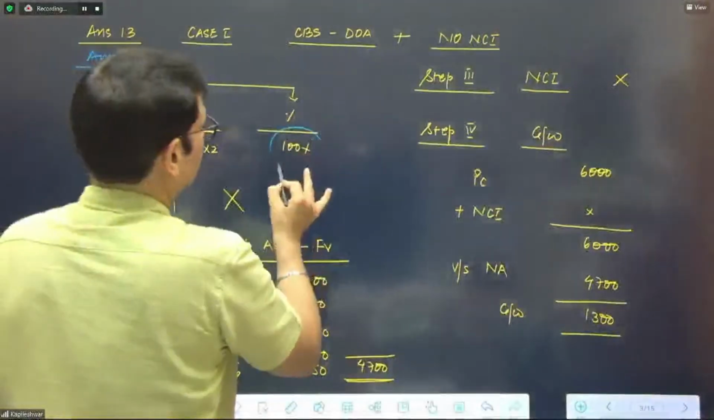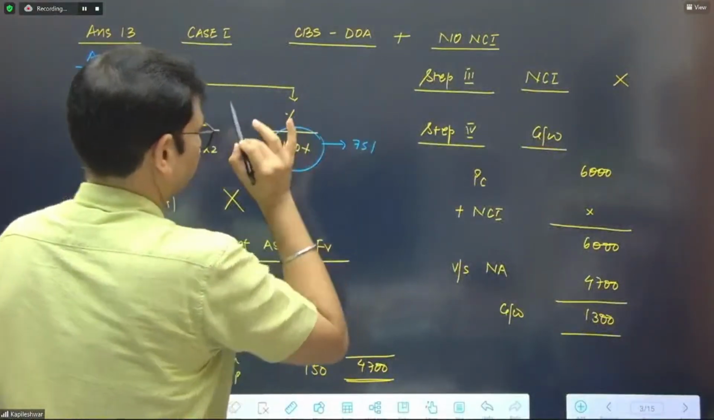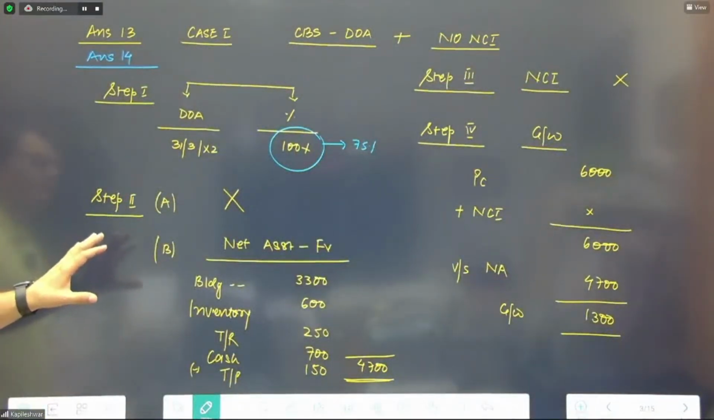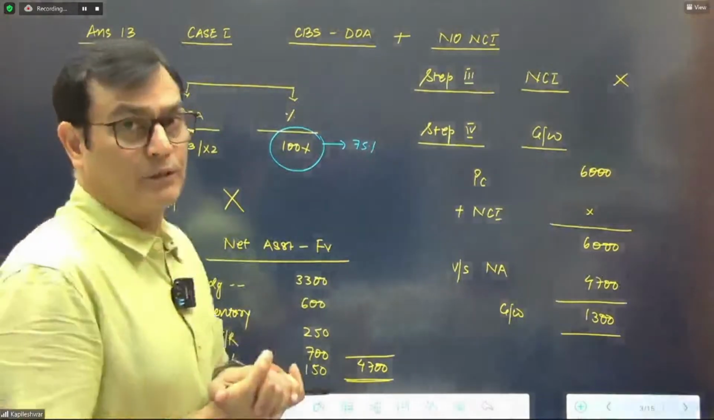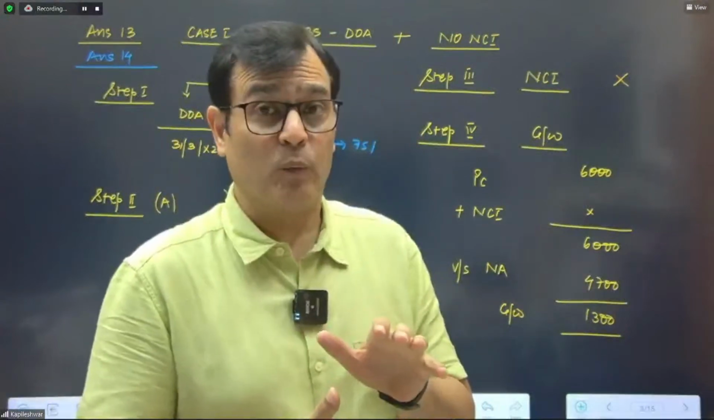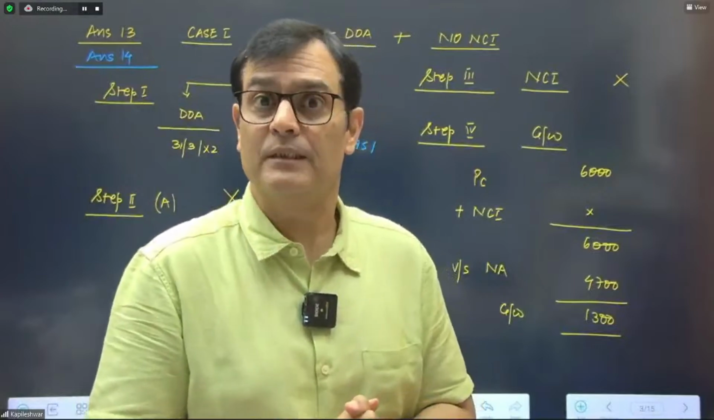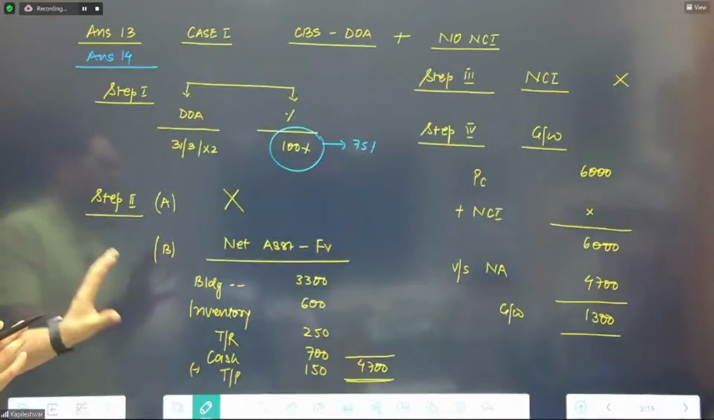Step number 1, instead of 100%, you get 75%. That's one. Let's have a look at step number 2B. Do you think there are any changes in step 2B? I don't think so. And if you're wondering about cash, we made the change in the cash of the parent, not the subsidiary. So step number 2B remains as it is.